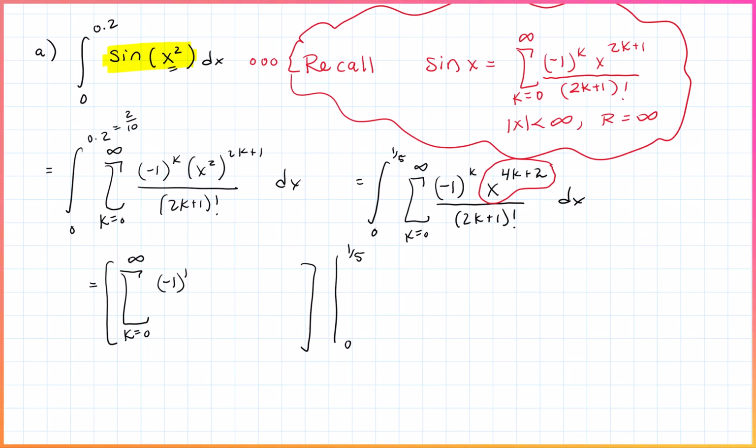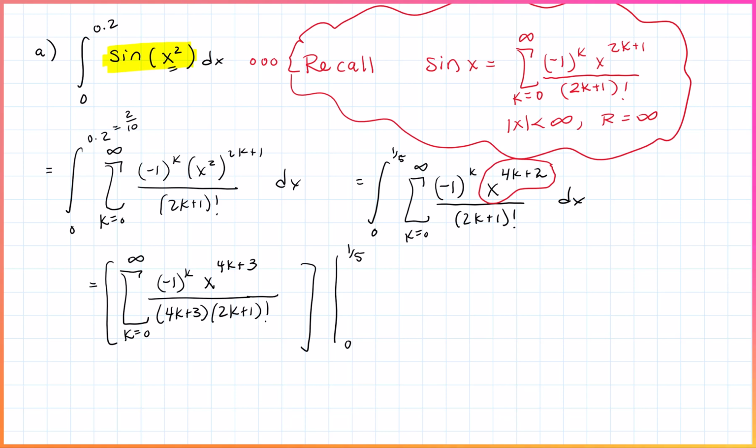Well, we still have the negative 1 to the k. When we integrate x to the 4k plus 2, the power rule says that we increase the power by 1, so that becomes 4k plus 3. And we divide by 4k plus 3, and the 2k plus 1 factorial, the constant for each term, was still left in the denominator. So we still have that hanging out in the denominator.